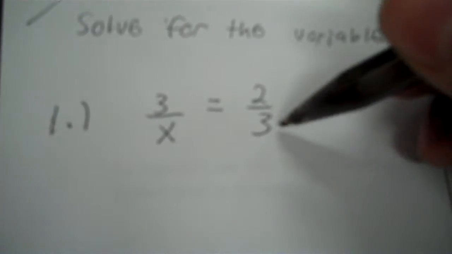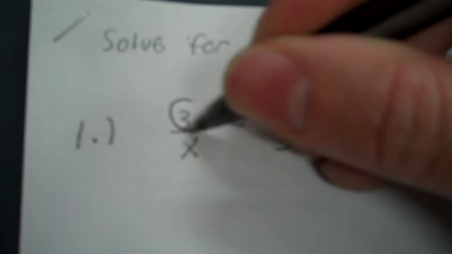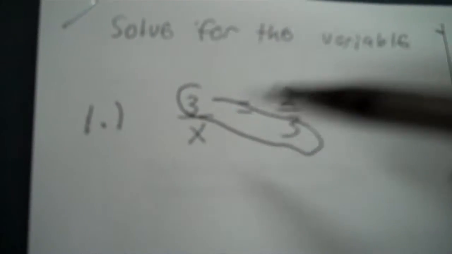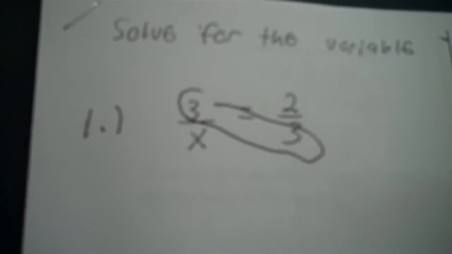Okay, unit 4, ratios and proportions should be pretty easy. So 3 over x equals 2 over 3. So we know that 3 times 3 is equal to 2 times x. So I could just find 3 times 3, which is 9, and then divide by 2. That's 4.5.